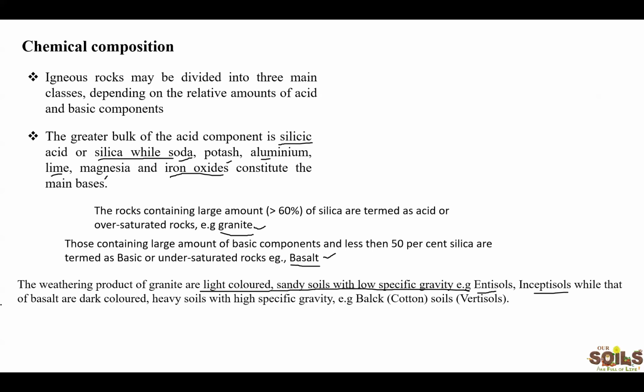Whereas the soils from basalt are dark in color and heavy soils with a high specific gravity. These types of soils derived from basalt are classified as black cotton soils, or come under the order of vertisols. So what are vertisols and entisols? These are pedological classifications mostly done by the USDA taxonomic classification, which we will see in further classes.